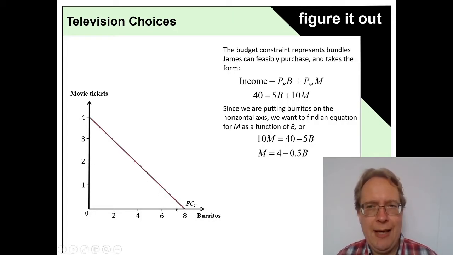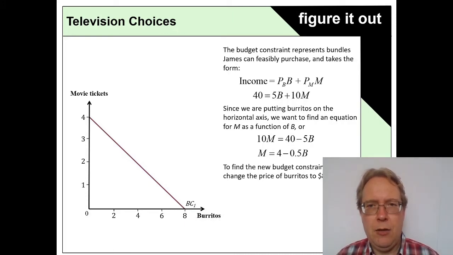drawn here. And again, the easiest way to do that is just to think, well, if I spend all my money on movie tickets, my income is 40, tickets cost 10, so I can buy 4 movie tickets. If I spend all my money on burritos, which cost 5, then I can buy 8 burritos, and I can also buy any linear combination of those two.